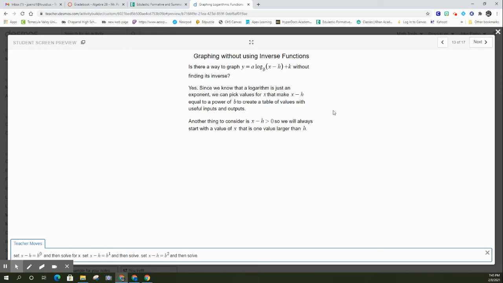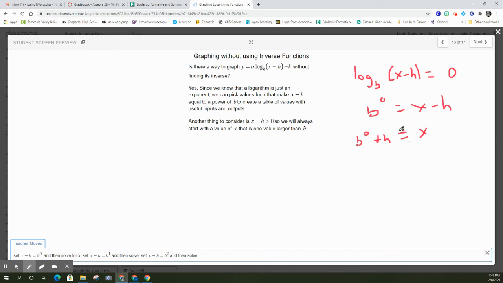What I mean by that is we want to be able to mentally calculate what log base b can be. If we want that to be 0, we would go b to the 0 equals x minus h. So what does x have to be? x would have to be b to the 0 plus h.